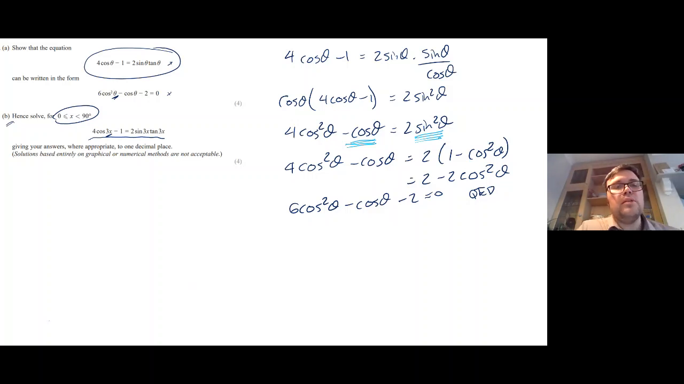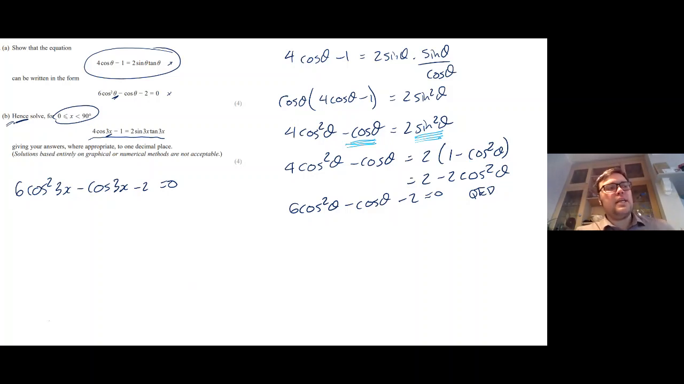Numerous times I've seen students think for part B they have to rework it. That little word there, hence, should remind you that what you've done in A is going to be relevant for you to finish off in B. So rather than going through everything we've just done, I can now write, I need to solve 6 cos squared 3x minus cos 3x minus 2 equal to 0. So I've got myself a quadratic.